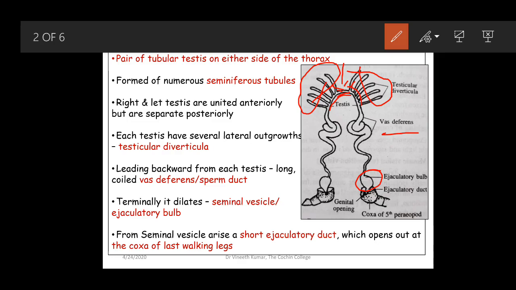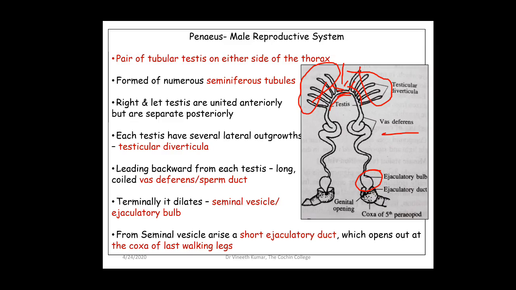So this is the structural detail of the male reproductive system. They have paired testes, right and left, in the thoracic region, and they are tubular structures which are united anteriorly and free posteriorly. Leading from each testis are highly coiled tubular structures called the vas deferens or the sperm duct, which ends in a gland called the seminal vesicle, followed by a tubular duct called the ejaculatory duct, which ends in a pore called the genital pore. This opens at the fifth coxa of the last walking leg of the thoracic appendages. So these are the details about the male reproductive system.